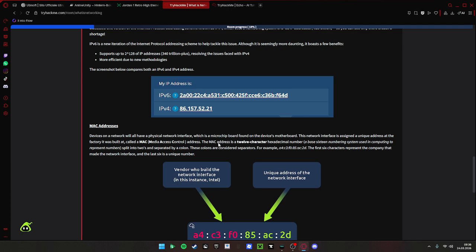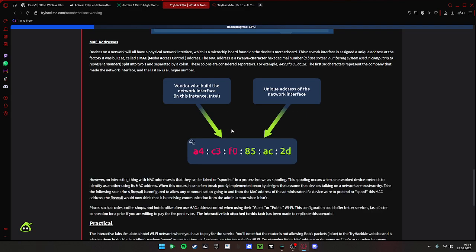The MAC address is a 12-character hexadecimal number, hexadecimal being the base-16 number system used in computers to represent a number. It is split in two-character pairs and separated by a colon. These colons are considered separators. For example, we have this here. The first 6 characters represent the company that made the network interface, and the last 6 are the unique number.